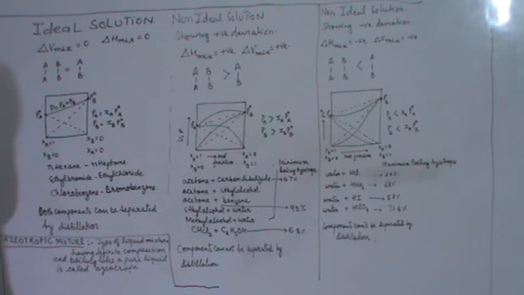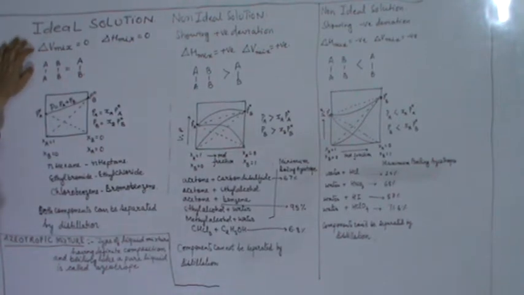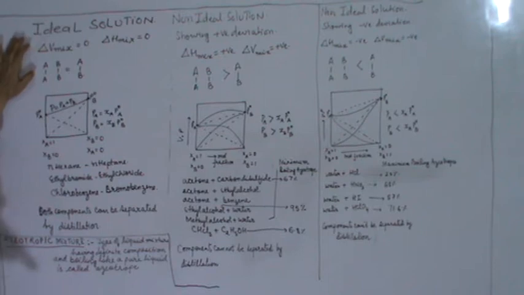And in practice, ideal solutions do not exist. However, for a very dilute solution, we can consider them ideal solutions, because very dilute solutions will behave like ideal solutions. In case of ideal solutions, delta V mixing is always 0, meaning when you mix solute with solvent, there is no change in volume. If we are adding 5 ml to 10 ml, the expected volume is 15 ml and we get 15 ml.